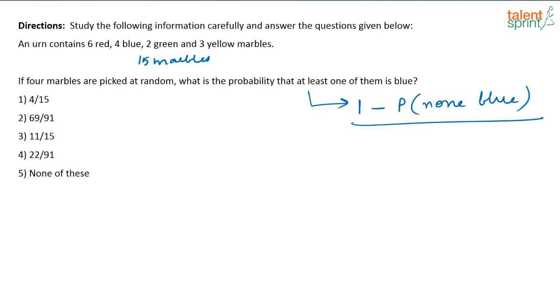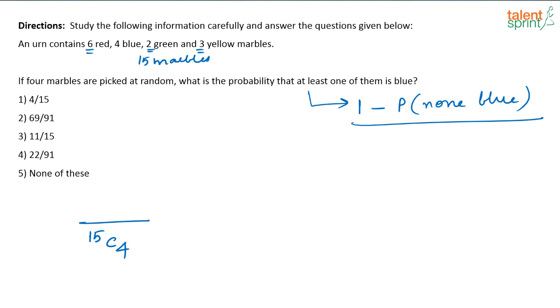See, if I pick the 4 marbles from these 6 plus 2 plus 3, or from these 11 marbles, in that case none of them is blue. So what is probability? Probability is nothing but the favorable cases divided by the total number of cases. So totally out of 15 marbles, I have to select 4 marbles, which can be done in 15C4 ways, correct? Totally 15 marbles are there, I am selecting 4 marbles. So this is the total number of cases that is possible.